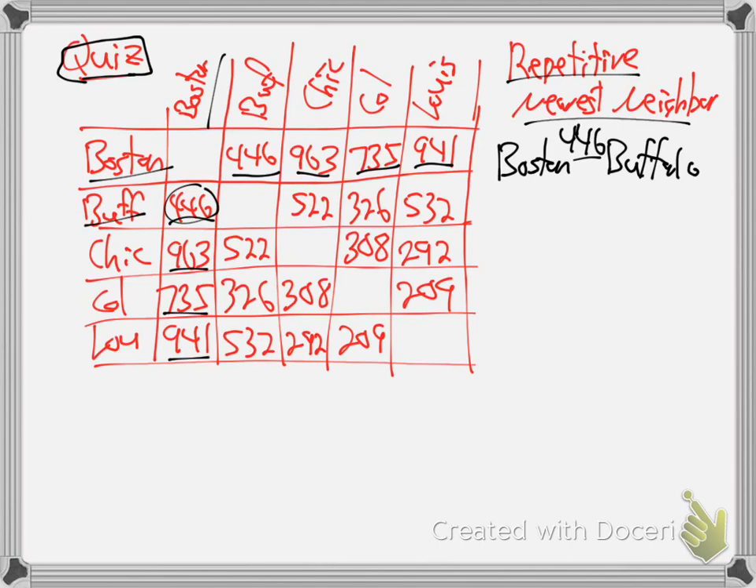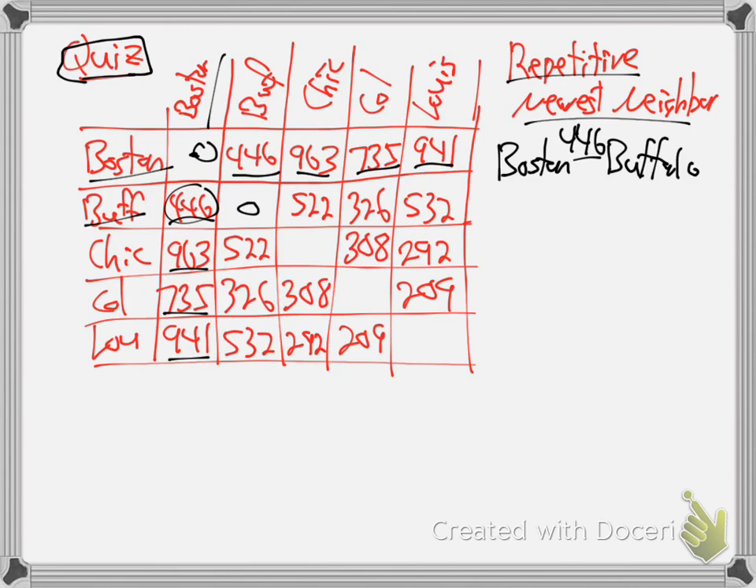Because that's the same city to the same city. How far from Boston to Boston? 0. How far from Buffalo to Buffalo? 0. All the diagonals are the same city to the same city, so they're 0 distance away. That good? Okay.